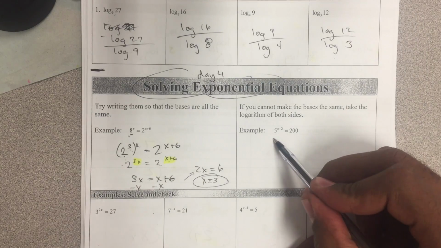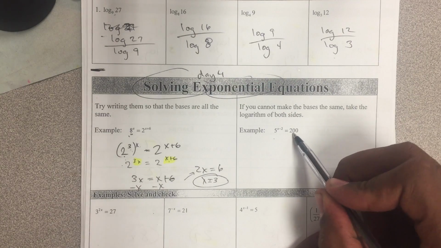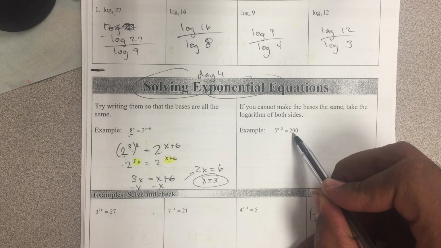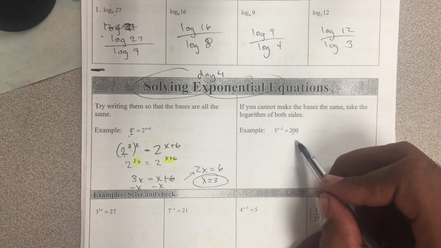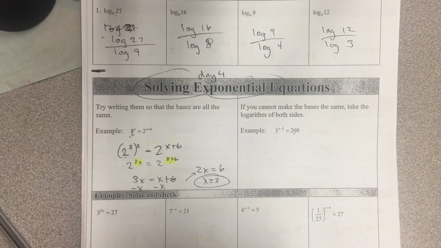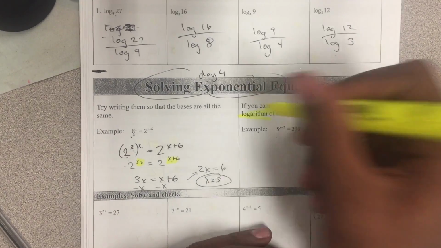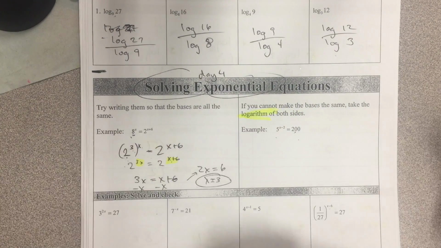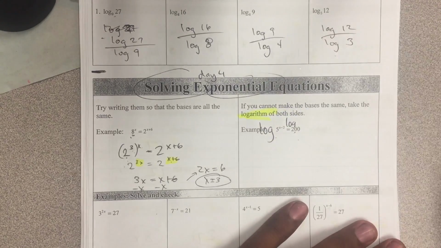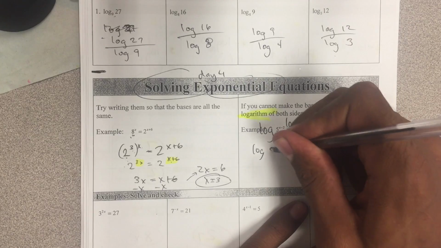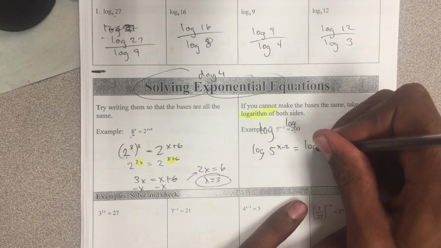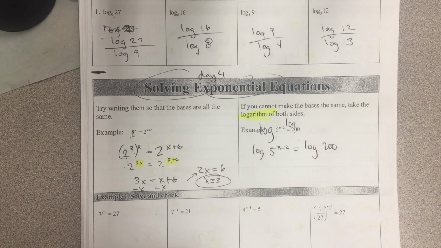Now, in this case, we could try to make the bases the same for 200, but I can't. 5 is not a root of 200, so there's no way I can make that the same base. So what we do here is we use the logarithm and log both sides. So we take log here and then log of 200. If I rewrite it, it looks like this: log of 5 to the x minus 2, and then log of 200. Okay, so we're going to use this to solve.